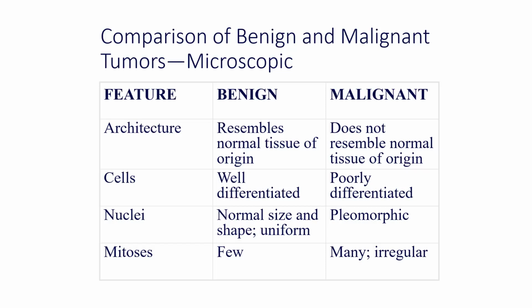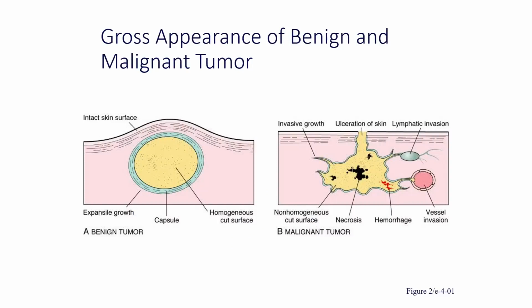So when you do a tissue cross-section, you're going to see many cells in mitosis, and they're going to look like irregular stages of mitosis when it's malignant. And this is just a gross appearance of some features of a benign versus a malignant tumor.